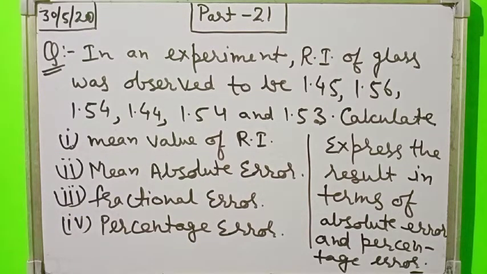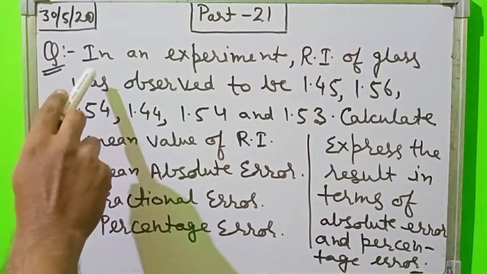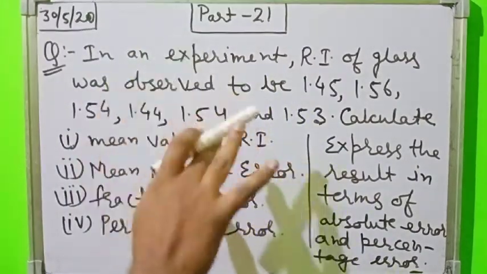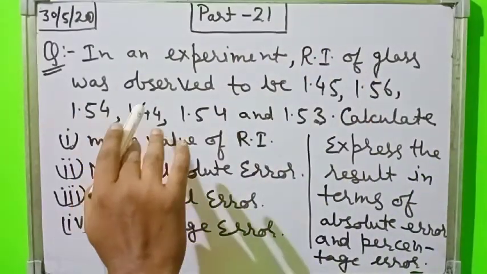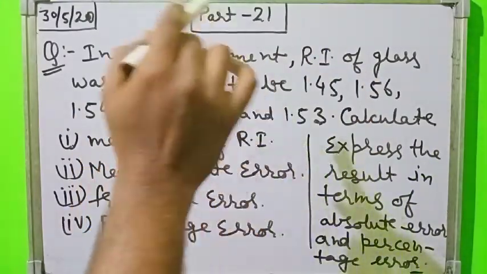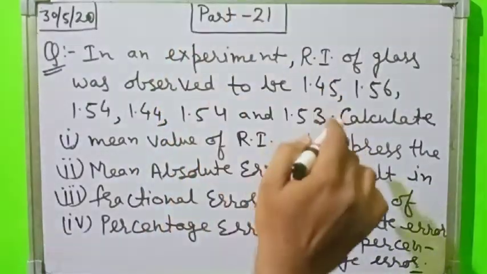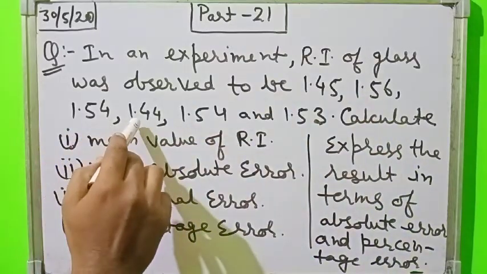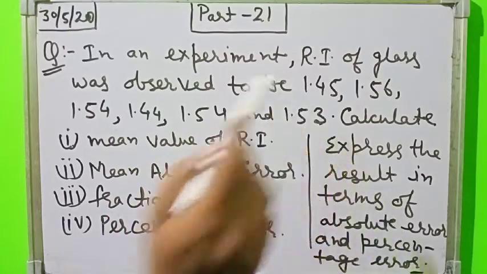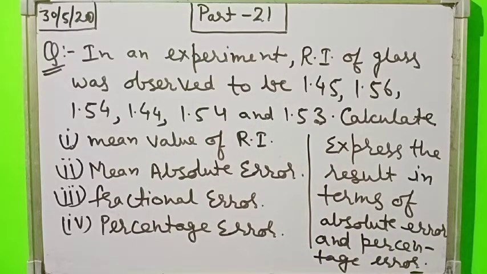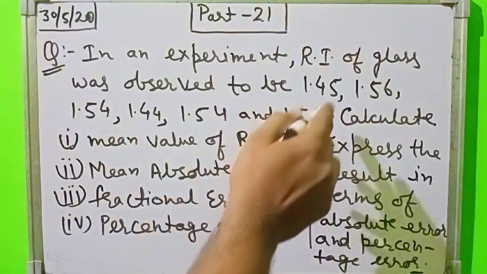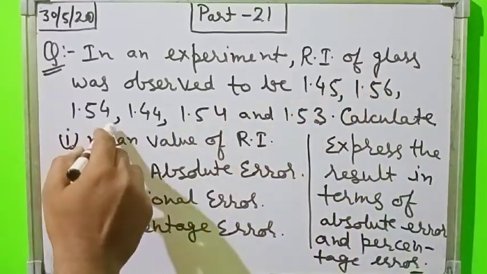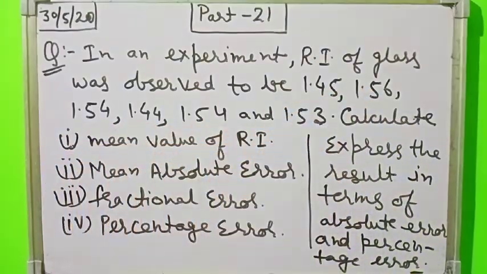So, according to this numerical, an experiment had been performed to measure the refractive index of glass, and the refractive index of the glass observed in the experiments is 1.45, 1.56, 1.54, 1.44, 1.54 and 1.53. The experiment had been performed several times, and we got the refractive index of glass as 1.45, 1.56, 1.54, 1.44, 1.54 and 1.53.